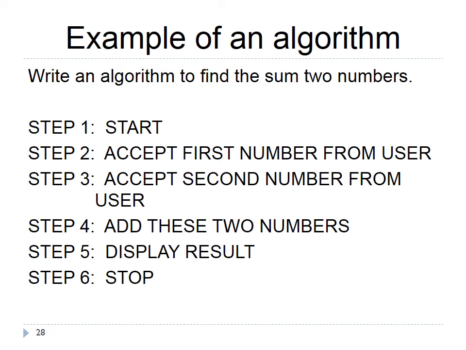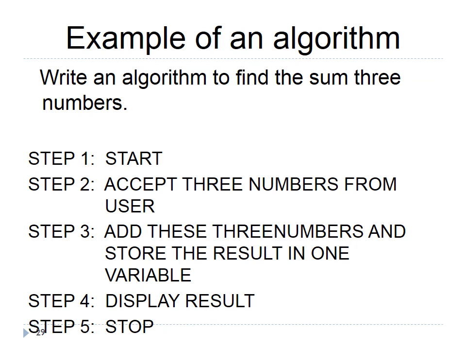Let's see an example of an algorithm. In this example, we will find the sum of two numbers. Step 1: Start. Step 2: Accept first number from the user. Step 3: Accept second number from the user. Step 4: Add these two numbers. Step 5: Display the result. Step 6: Stop the algorithm.